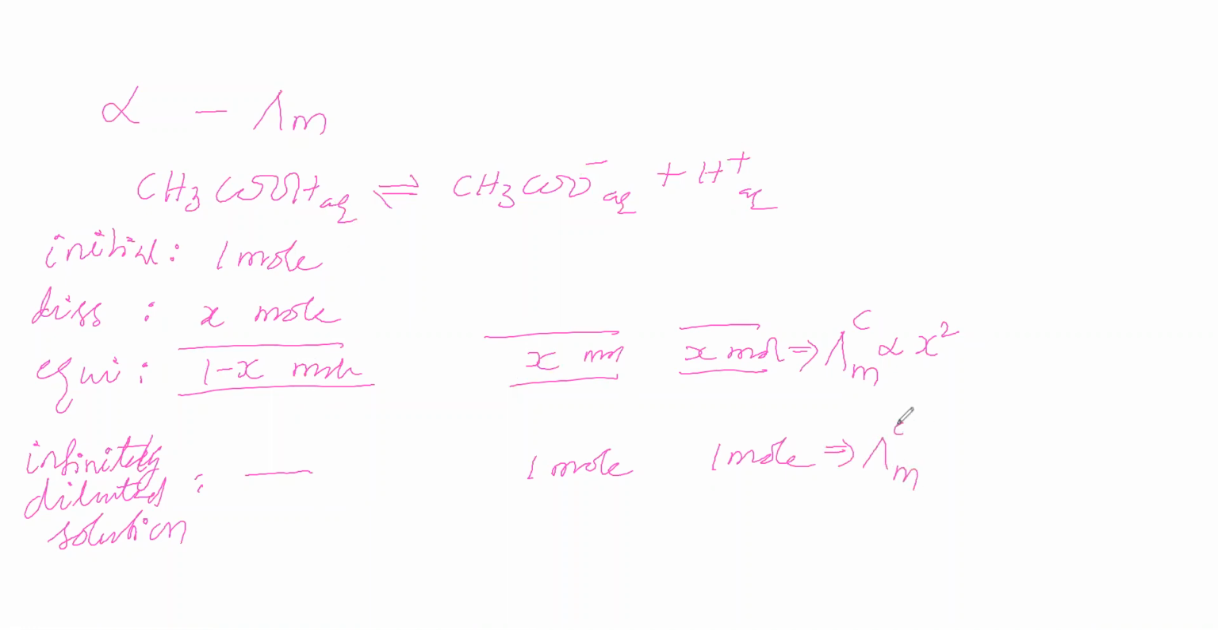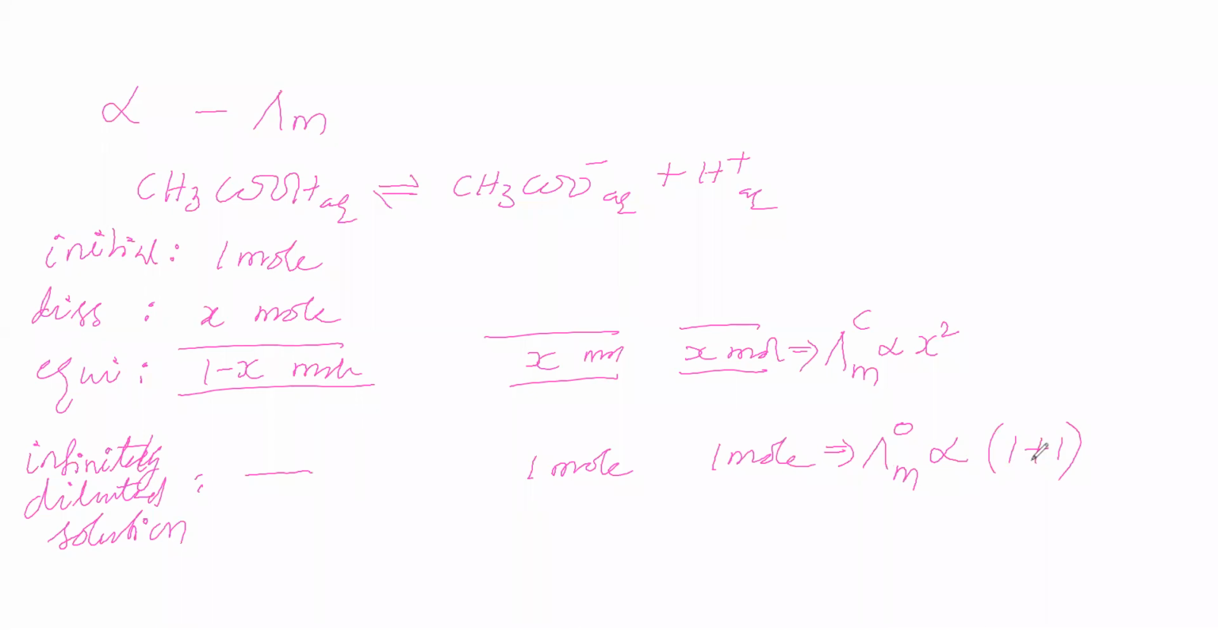Now we will see molar conductivity at zero concentration, or infinitely diluted solution. Molar conductivity at zero concentration depends on 1 mole of H plus ions and 1 mole of acetate ions. Here undissociated acetic acid is not there. So lambda m naught depends on 1 mole of H plus ions and 1 mole of acetate ions, that means 2 moles of ions.